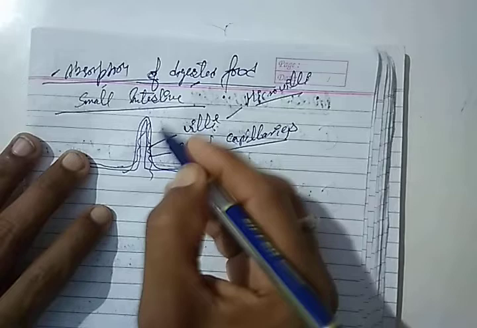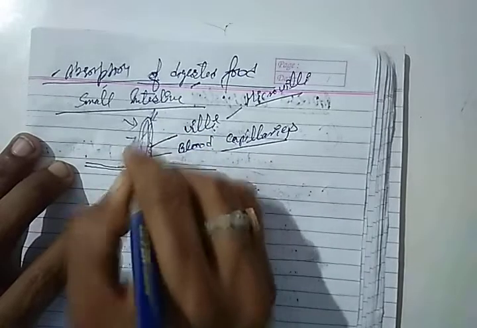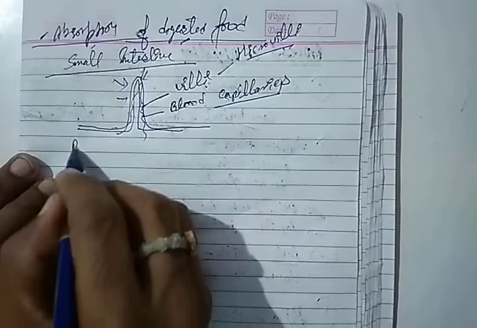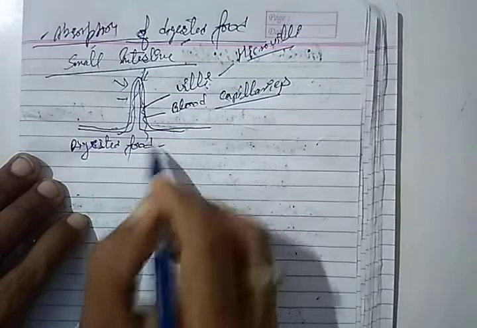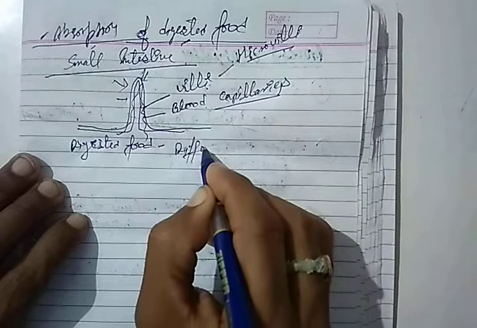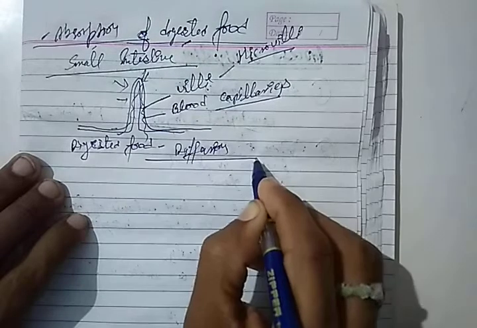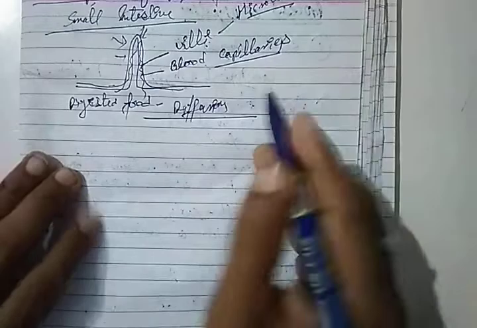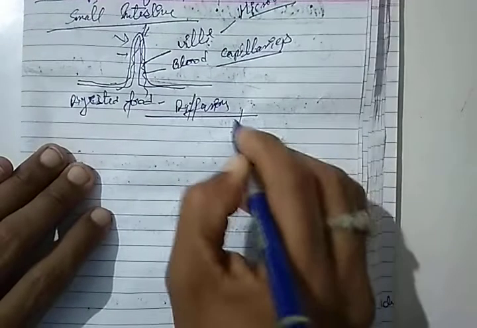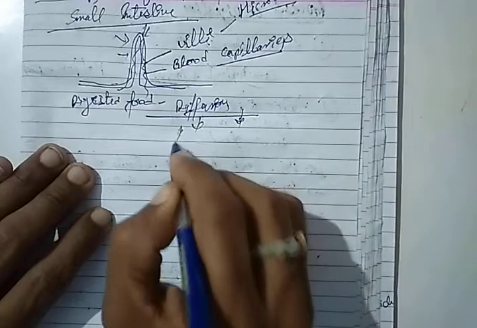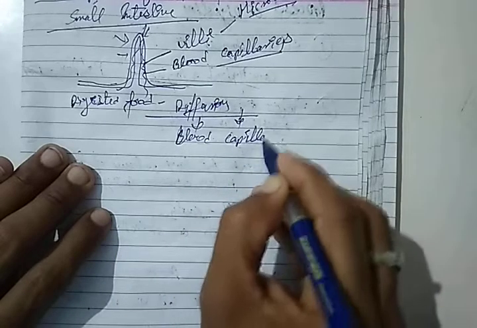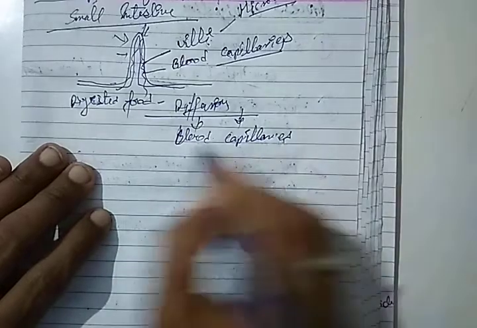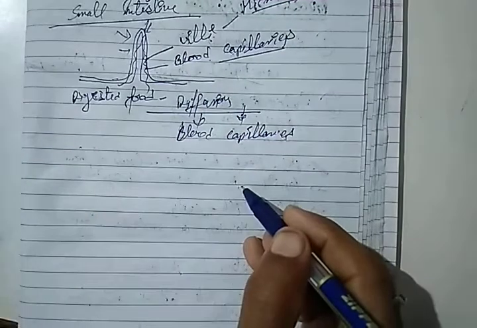These microvilli absorb digested food by simple diffusion process, and it is transferred into blood capillaries. Through the capillaries, digested food is transported to the whole body.